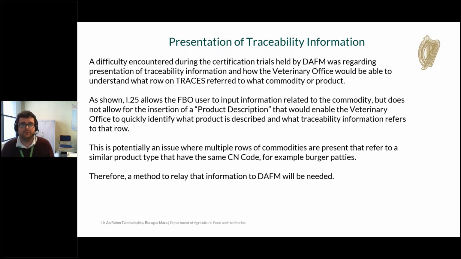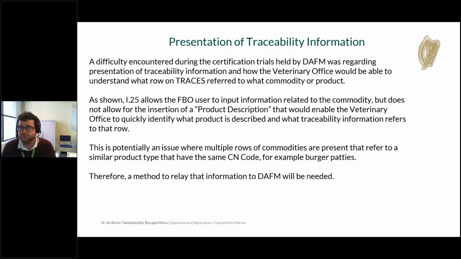So a difficulty that we encountered was that it's actually quite hard on TRACES to understand and divine what row pertains to what commodity. As shown in I-25 previously, the FBO is able to input information related to the commodity, but it does not allow for the insertion of a product description that would enable the veterinary office to quickly identify what product is described and what traceability information refers to that row. I'll show you shortly a screenshot just so you can understand exactly what I'm talking about.